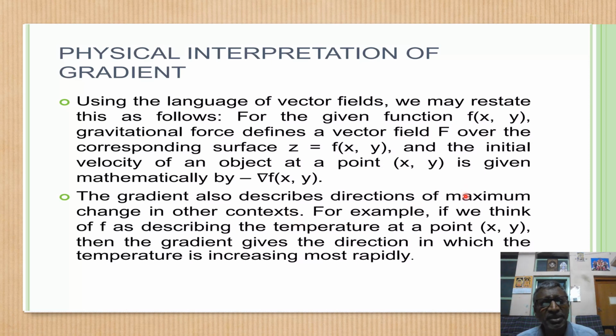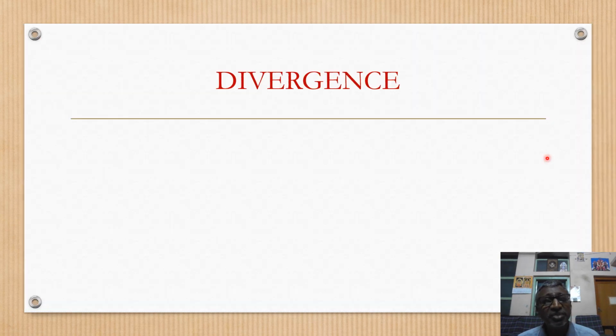The gradient also describes the directions of maximum change in other contexts. For example, if we think of f as describing the temperature at a point x comma y, then the gradient gives the direction in which the temperature is increasing most rapidly. This is something about gradient. Now we talk about the divergence.